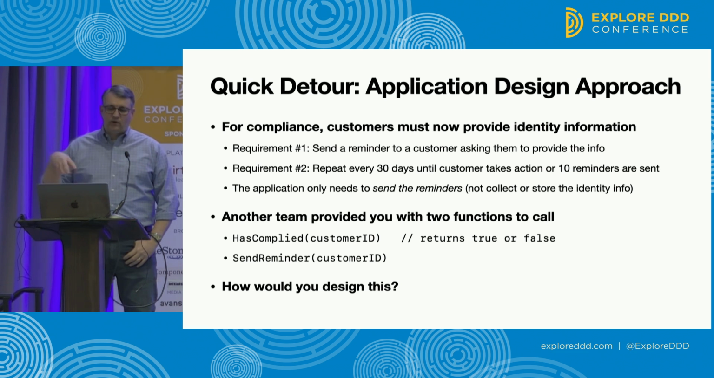So we're going to write a simple program that's going to send a reminder to the customer asking them to provide this information. And then we're going to repeat that if they haven't complied. Every 30 days, we're going to send them another reminder up until a maximum of 10 reminders are sent. At that point, somebody's going to call them or show up at their house or cancel their account, or we don't have to worry about it after that.